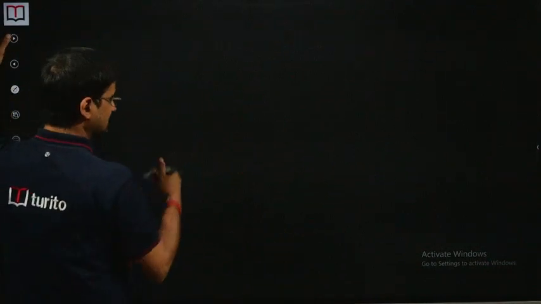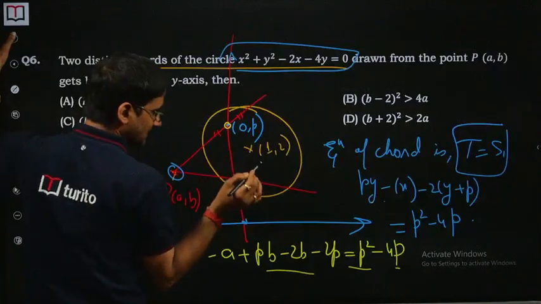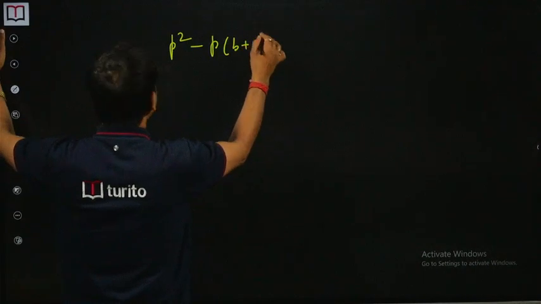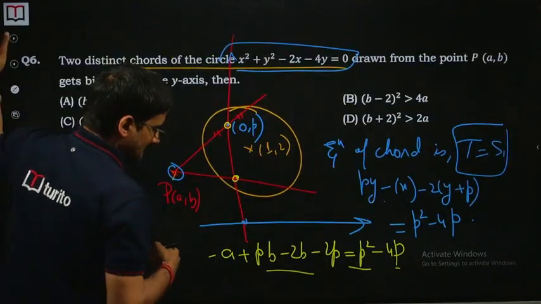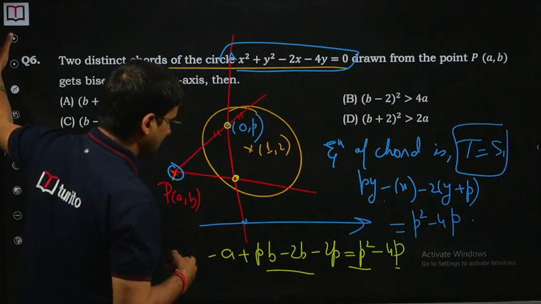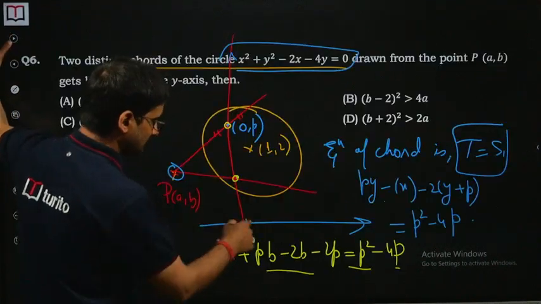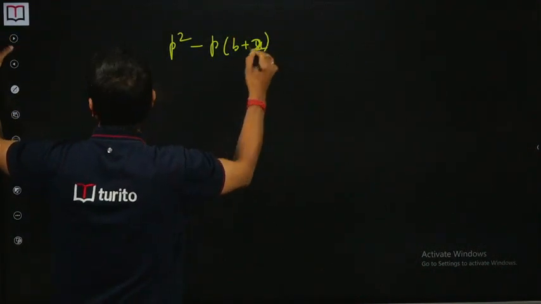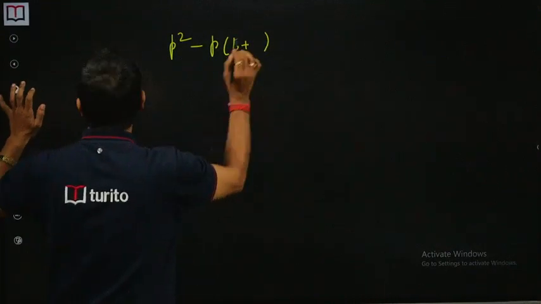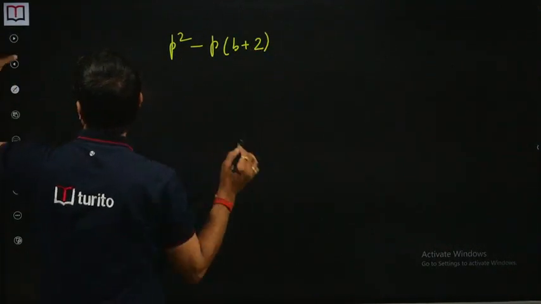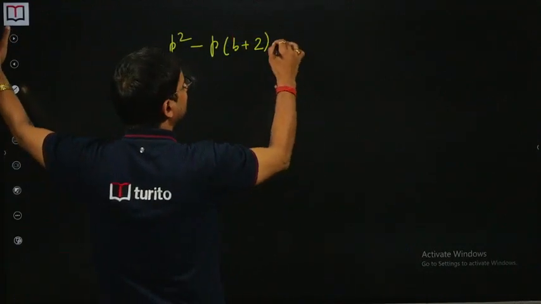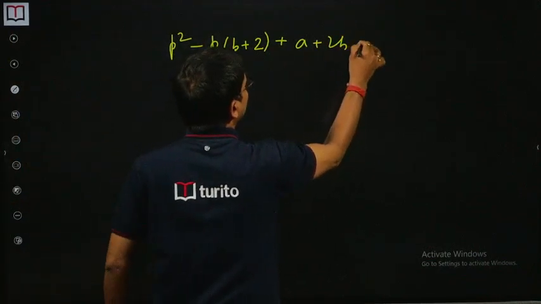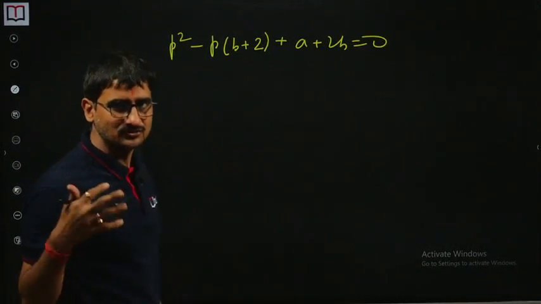So let us write it as a perfect quadratic. So P square minus 4p minus p, so minus p common, b plus 4, if I'm not wrong here. Yeah, and then a plus 2b. Okay, wait. Minus 2p is also there. So instead of my 4, it is 2. Just a minute. Yeah, it's 2. And then it is a plus 2b equal to 0. So that's a quadratic in P, and we need two distinct roots.